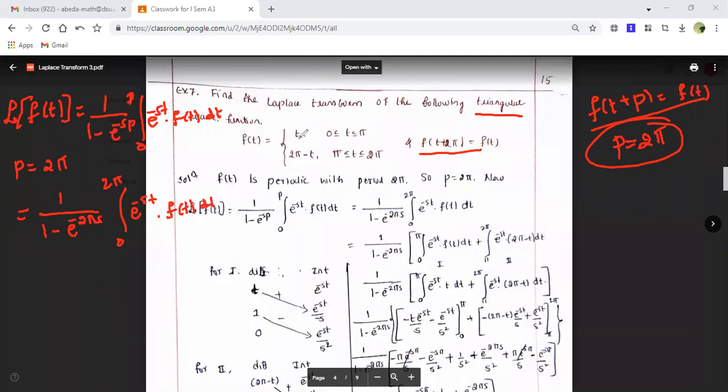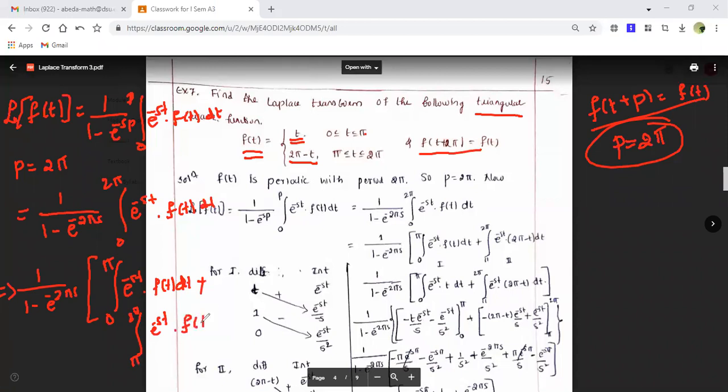Now clearly you know that this function is defined as t within the interval 0 to pi, and as 2 pi minus t within the interval pi to 2 pi. So we have to split it. We take 1 upon 1 minus e to the power minus 2 pi s completely out, and split the limits from 0 to pi and then from pi to 2 pi. So integration 0 to pi e to the power minus st f of t dt plus integration pi to 2 pi e to the power minus st f of t dt. This is the split.